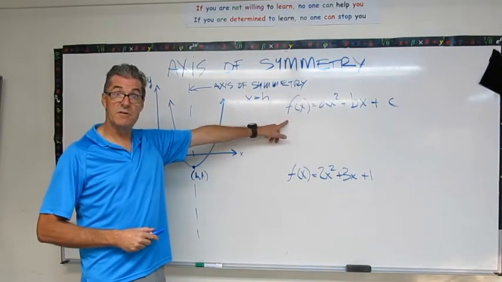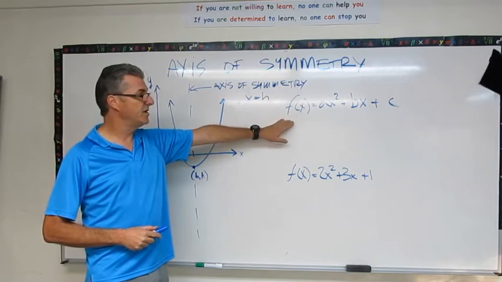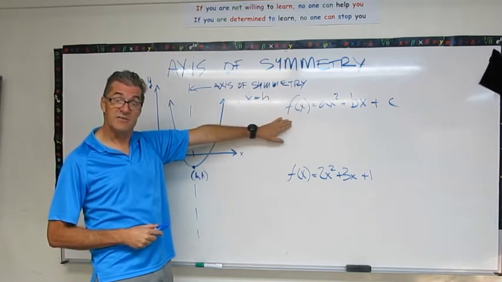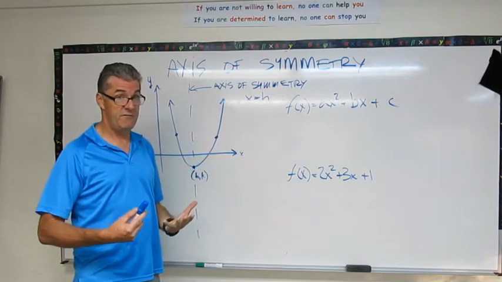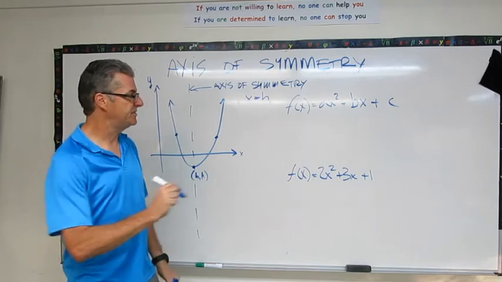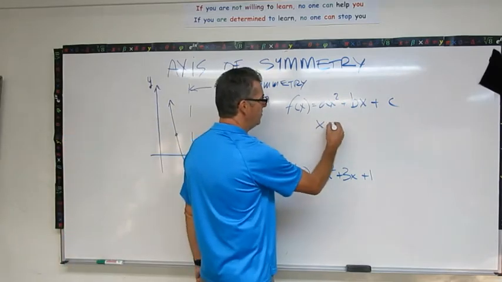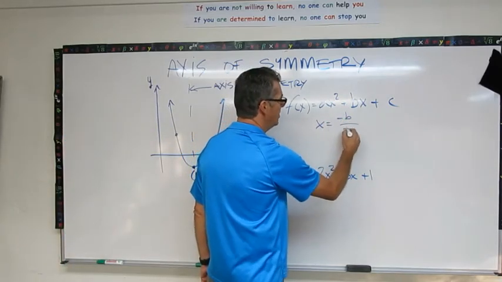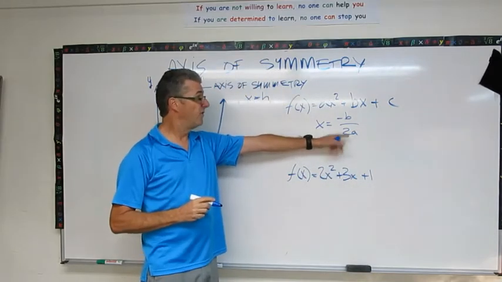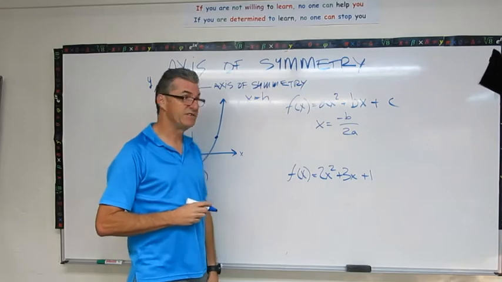Here's our standard form of a quadratic equation. It's not vertex form. So you can't see the vertex from this equation, and you can't find the axis of symmetry. So we have a little mini equation that gets us there. It's x equals negative b over 2a. This is going to give you the coordinate that the axis of symmetry passes through.